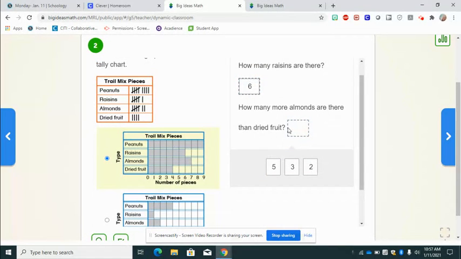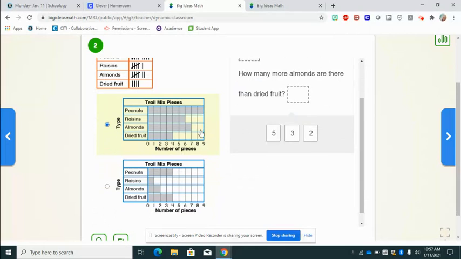How many more almonds are there than dried fruit? So we're going to look at 2 of them, almonds and dried fruit. Almonds has 7 because it stops at the number 7, and dried fruit has 4. So I know that 7 is 1, 2, 3 more than 4, so our answer is 3.